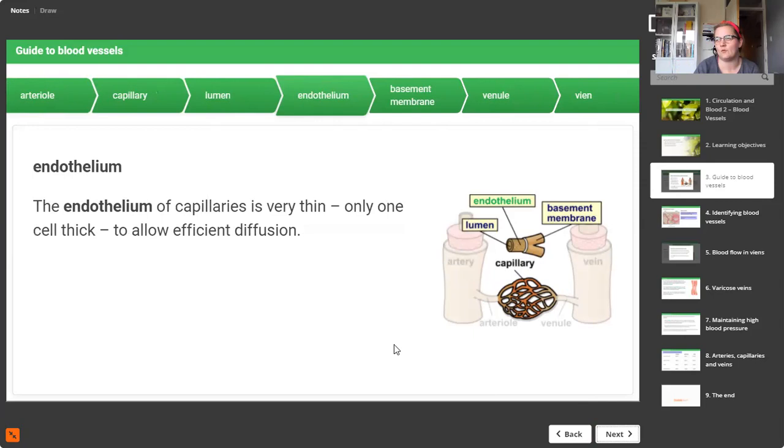That's one of those questions that you always get. How are the lungs adapted for gas exchange? How are the capillaries adapted for gas exchange? They're adapted for gas exchange because their endothelium is only 1 cell thick.